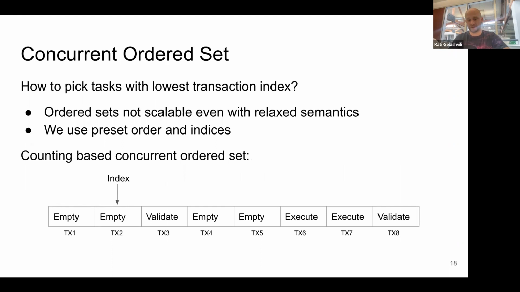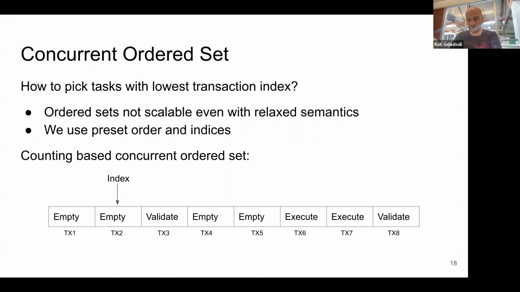Finally, another innovation on the concurrent algorithmic side is what we designed to pick the next task. As I said, it's very important to pick execution and validation tasks from the available tasks with the lowest possible transaction index. Ordered sets and priority queues do scale, and my advisor and his students have done a lot of work on this, and other people too. It's an active area of research in the multi-core community, but they don't scale as well.